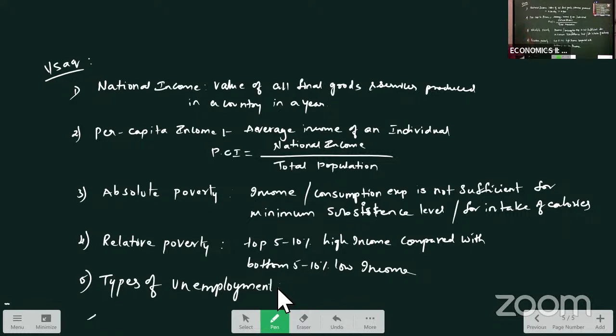So this completes your third chapter. Important questions over here: just go through all the questions we have discussed in this class. How do you reduce income inequalities? What are the causes for poverty? What are the types of unemployment? What are the causes for unemployment? What measures have been taken for unemployment and poverty eradication? And all the remaining VSAQs. So this completes your third chapter, national income, poverty and unemployment.